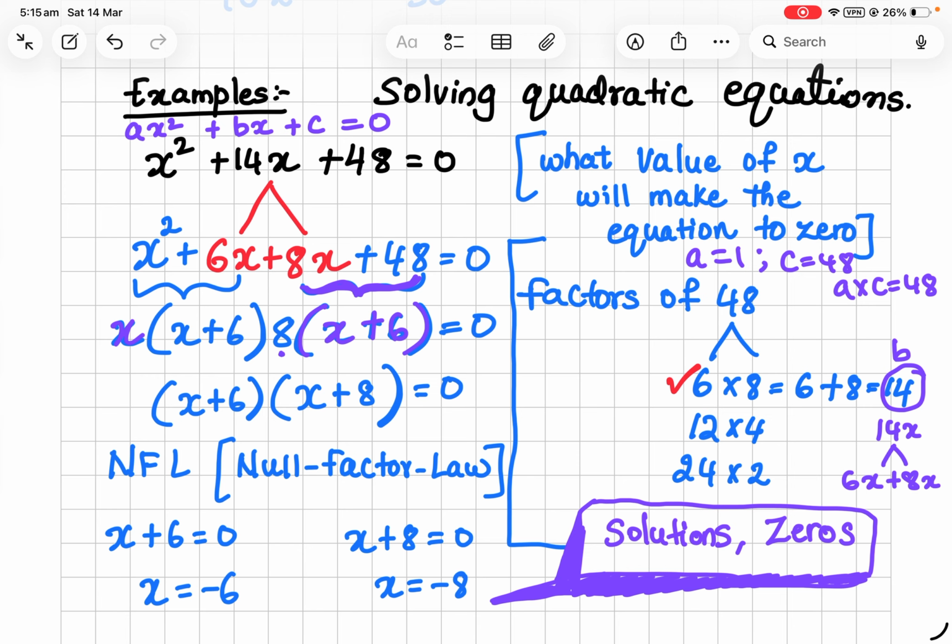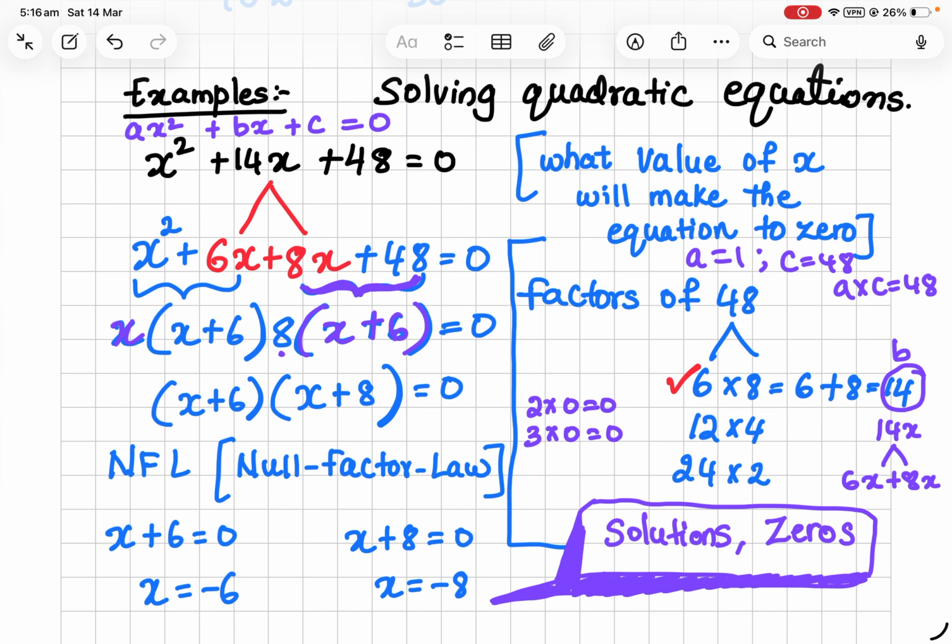Because remember, we are trying to solve. Solve means what value of x will make the equation 0. Once you do that, you need to have an understanding of something called the NFL law, null factor law, meaning when you multiply two numbers, if one of the numbers that you multiplied is 0, then the whole equation for this multiplication would become 0.